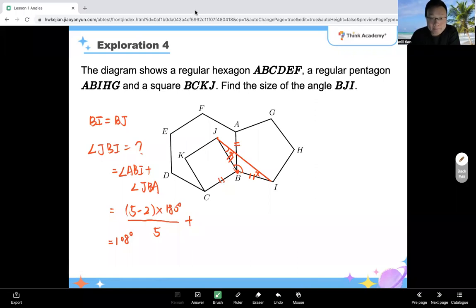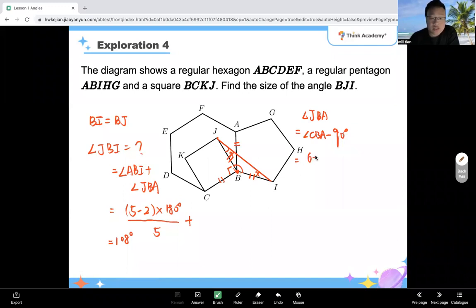Yes, Emily, what do you think? Is it 120 take away 90, which is 30? Yeah, that's right. So basically to get angle JBA, let's say this angle JBA equals CBA take away this JBC, which is 90 degrees, right? So just minus 90. And to get CBA, that is, the interior angle of this hexagon.